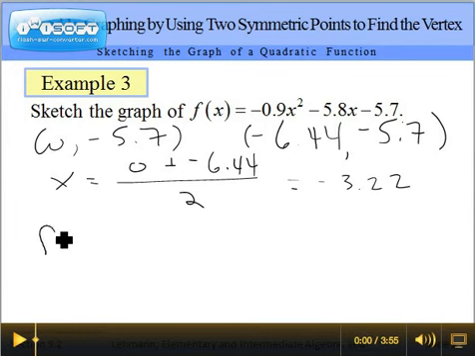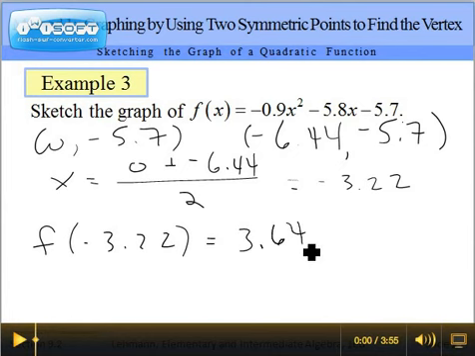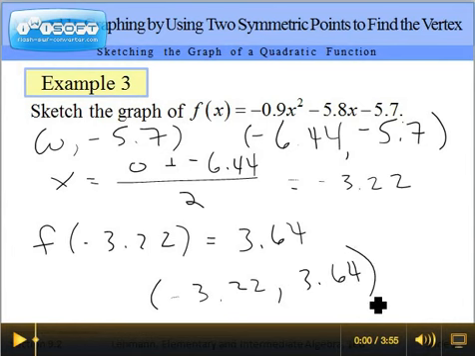So when I evaluate f at negative 3.22, I end up with approximately 3.64. So the coordinates of my vertex are about negative 3.22, 3.64. So although we could find and plot additional points, we can sketch a fairly accurate graph of f from the 3 points already found. So I'll just plot these 3 points and then connect them with a smooth curve.